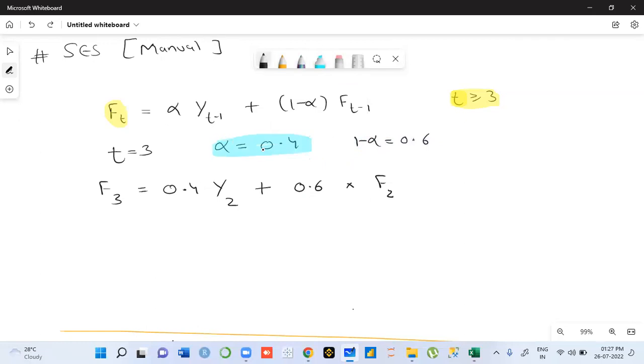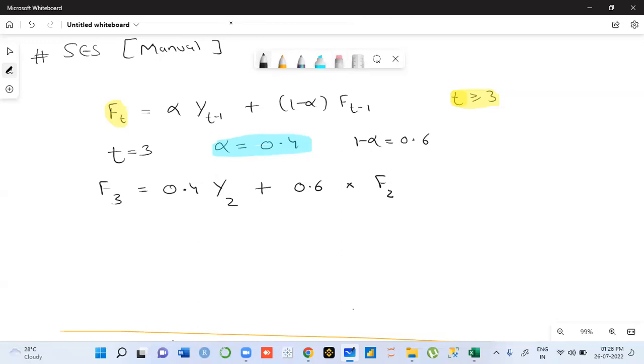Sir, you are not audible. Sorry. We have taken T as 3. We have taken alpha as 0.4. This alpha 0.4 is taken randomly by Vallabh. I have taken T as 3 because if I want to use this formula, it starts from the third month onwards. The formula is applicable from the third month onwards. That's the reason I've taken T as 3. Till here clear.